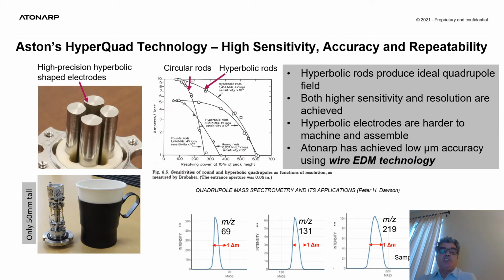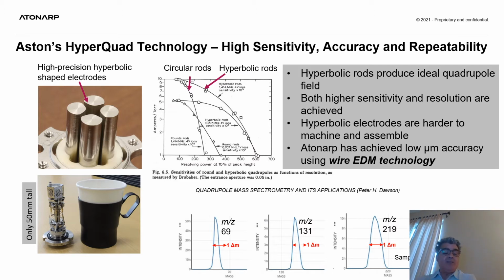The second enabling technology is the hyperquad. Quadrupoles have been the workhorse of mass filters in conventional RGAs. They consist of four cylindrical rods driven by high voltages at radio frequencies. Cylindrical rods are cheaper to make but produce only an approximate quadrupole field required for mass filtering. For ASTON, we have developed a mass filter using hyperbolic electrodes, hence the name hyperquad, to achieve superior sensitivity and resolution. Starting with cylindrical rods, we then cut the hyperbolic shape at low micrometer accuracy using wire EDM technology.